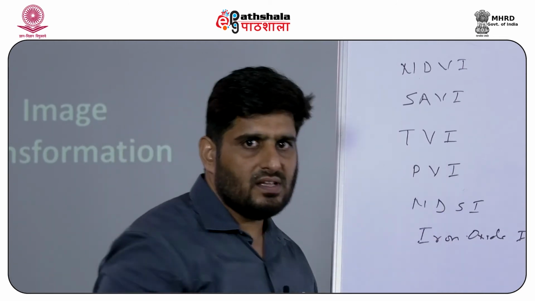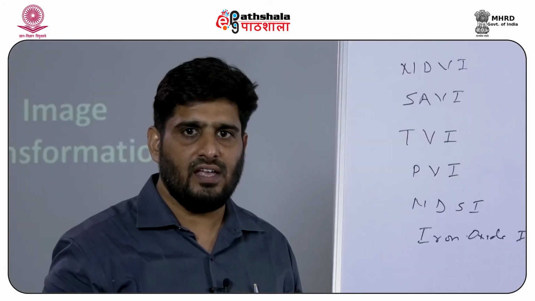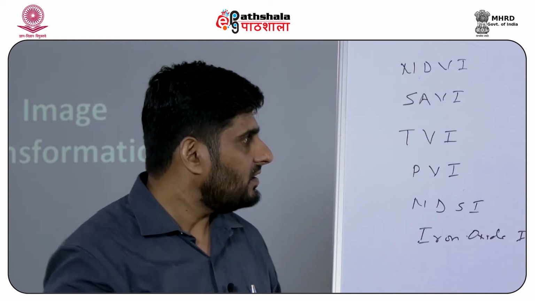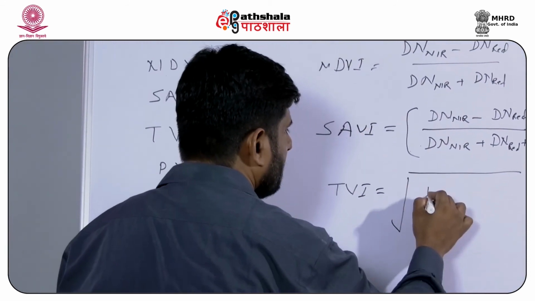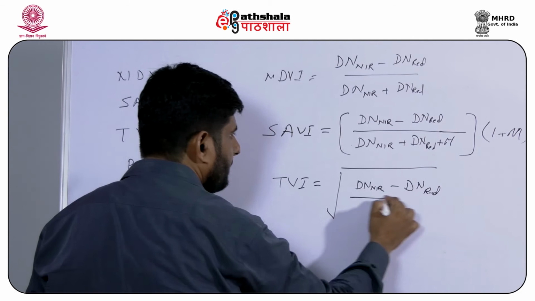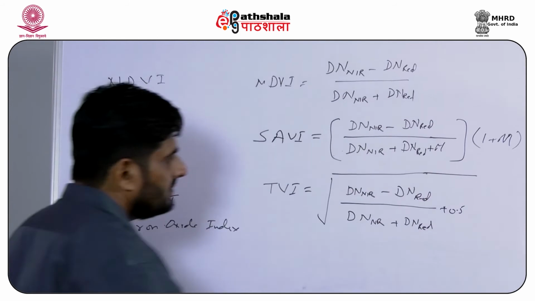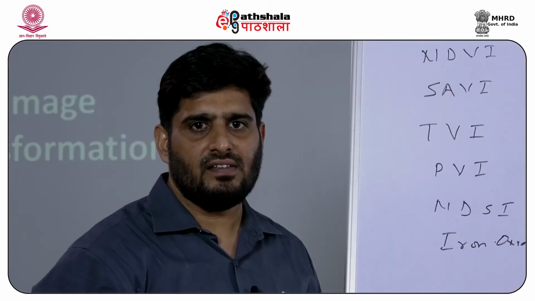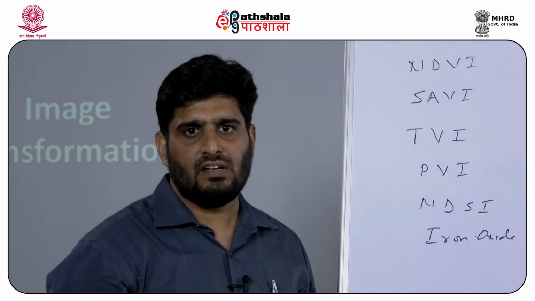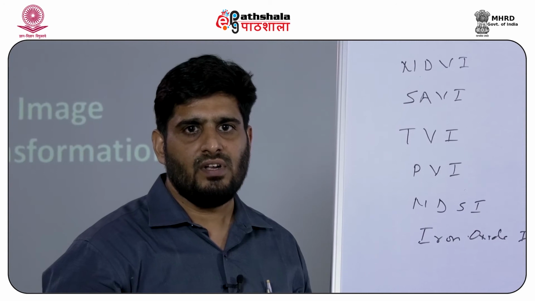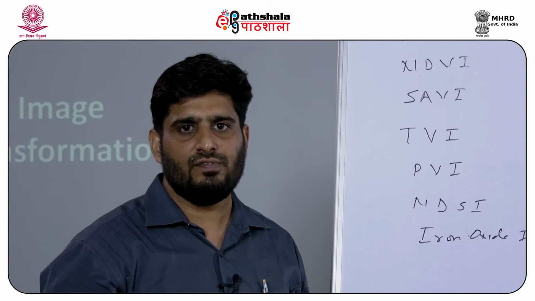The next is the transformed vegetation index, which is again a modification of NDVI, where we can write TVI, or transformed vegetation index, as follows. Viewers, you may notice that again this is a modification of NDVI, but this is more correlated to the vegetation biomass, and therefore, it is commonly used for assessment of biomass on the surface of the earth.